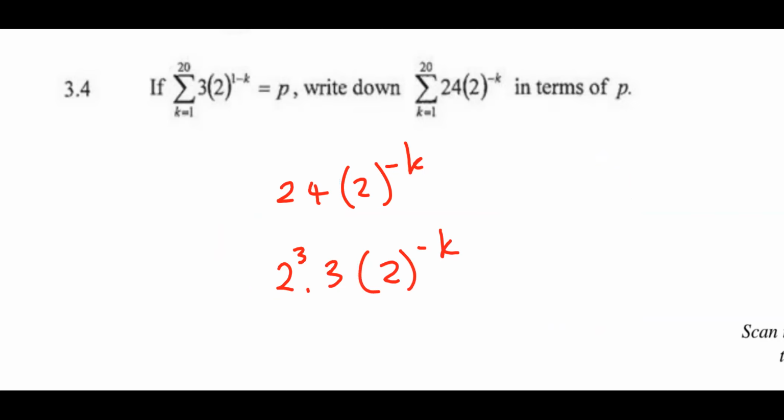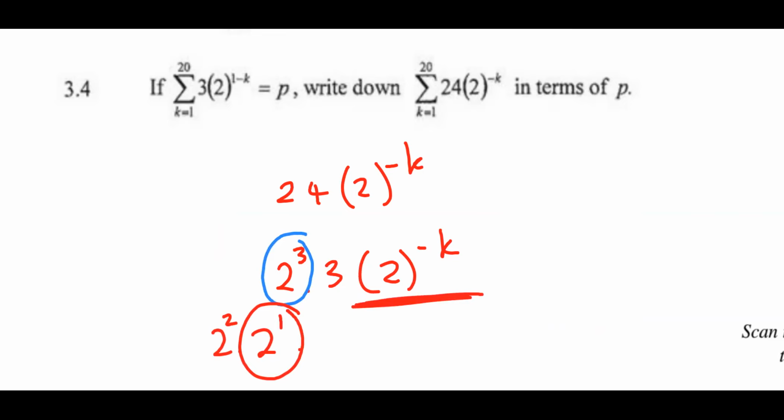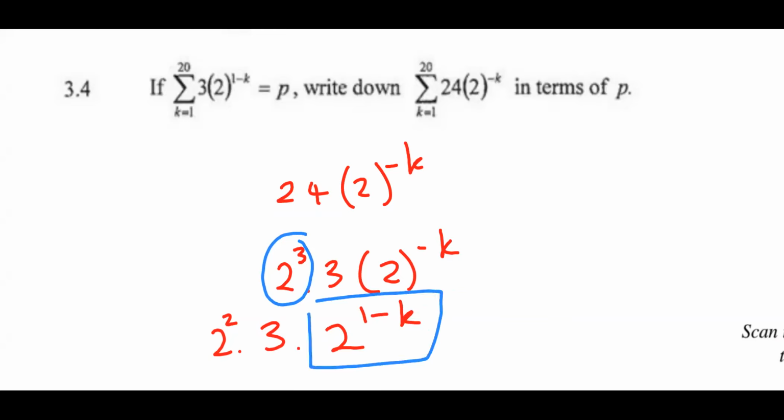Now what I'm going to do is split this up as 2 to the power of 2 times 2 to the power of 1. Okay, so why am I doing this? Because I actually want to link this 2 to that over there. So that 2 to the power of 1, I'm going to join with this 2 to the power of negative k. Okay, so can you see how I formed this? I'm trying to get that over there because I want to express it in terms of p. So that's what I'm getting there.